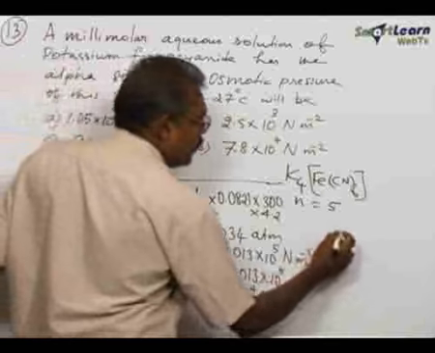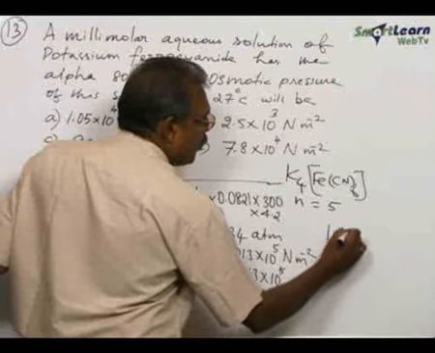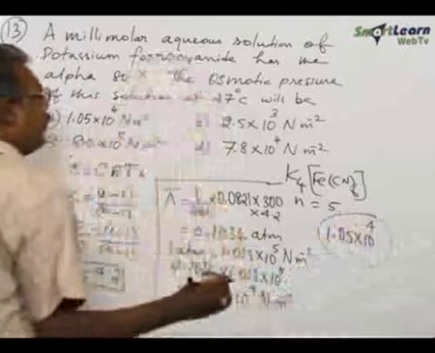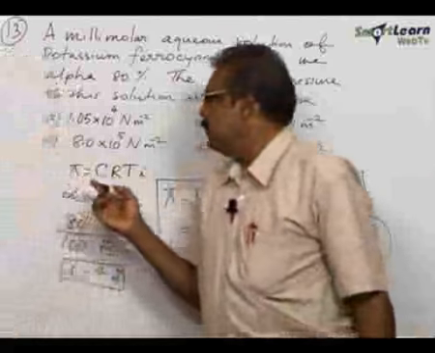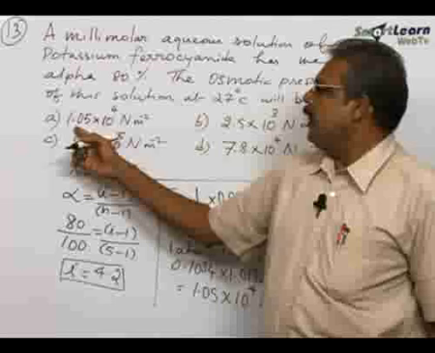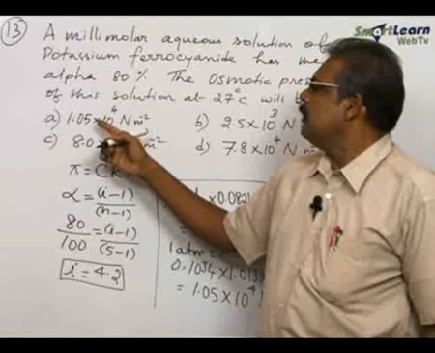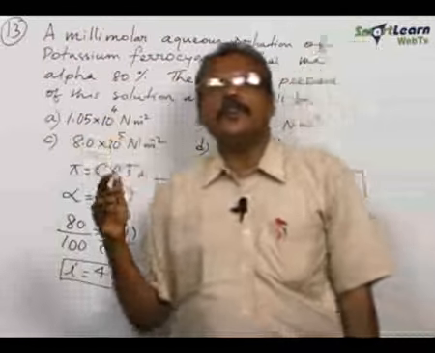So the option is 1.05 into 10 power 4 Newton per meter square. Of all the options, A, B, C, D, A gives the correct value. So 1.05 into 10 power 4. So this satisfies our condition. So go for the option A.